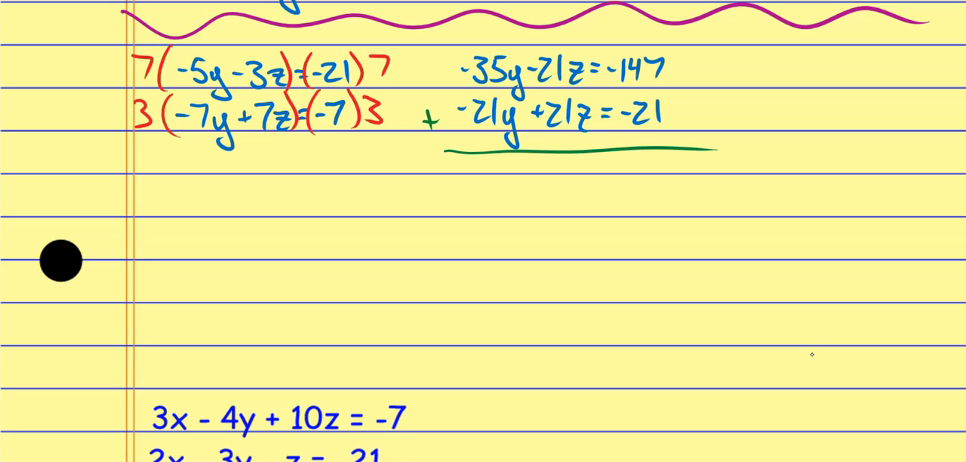So here I add it up and I get a negative, looks like 56y. The z's cancel out. Over here it looks like I get a negative 168. And now I can solve this thing by dividing each side. So I divide each side by that negative 56. So I end up with y equals 3. See, now I've finally gotten to solve for one of my variables.